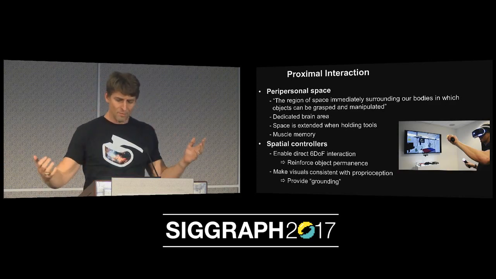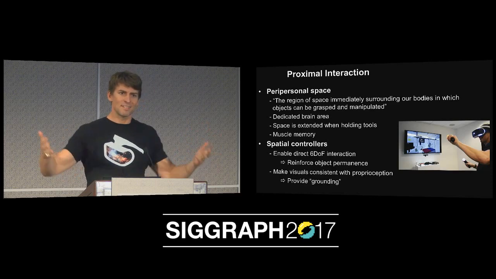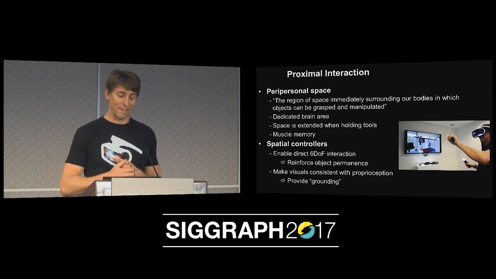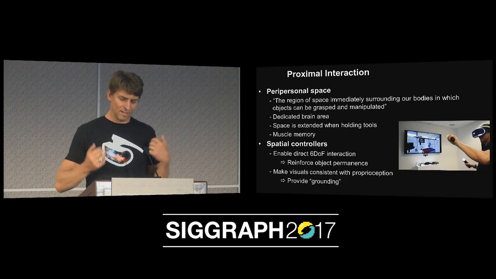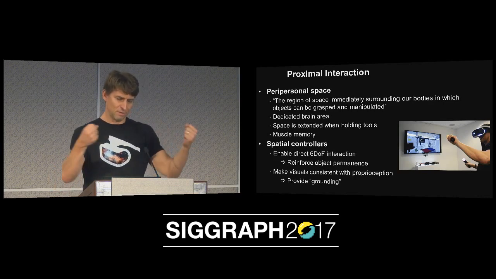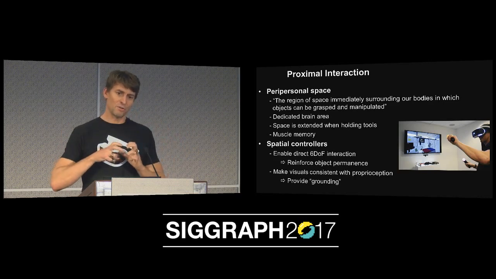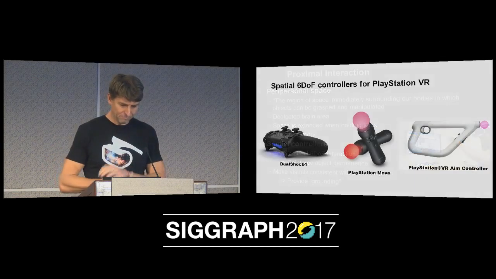And one of the ways that we can interact with things in VR is using spatial controllers. 6 degree of freedom controllers are kind of normal. I used to talk about this and was trying to evangelize 6 degree of freedom controllers, but now they're mainstream, so I won't spend much time on it. But they're really good at making your visuals match your proprioception, because it gives you these grounded in your own user space. Actually, Jason already talked about this, so I won't spend much time.